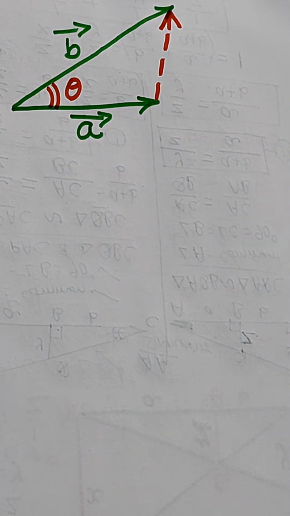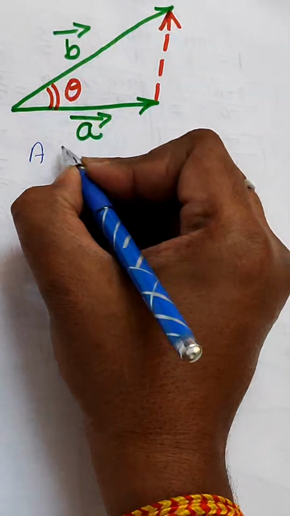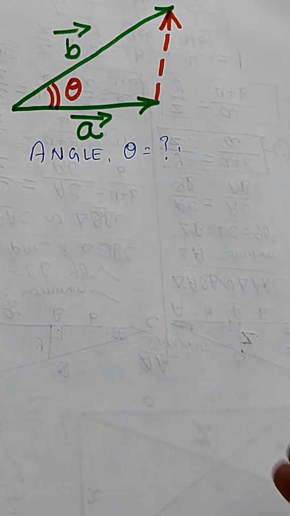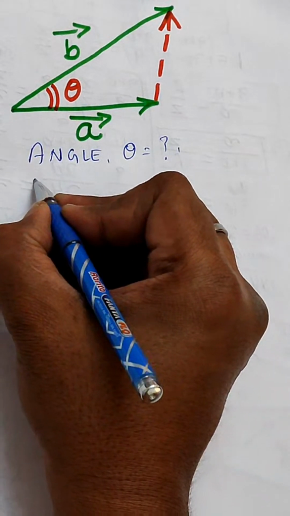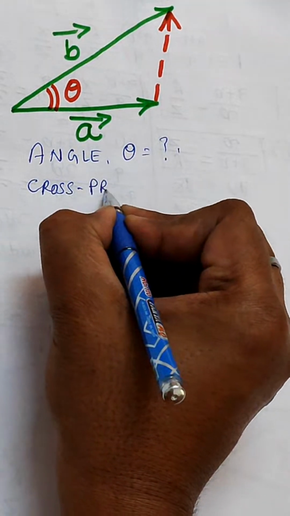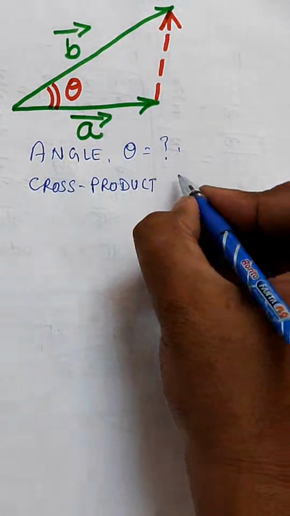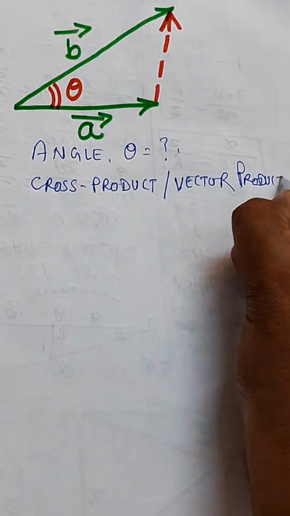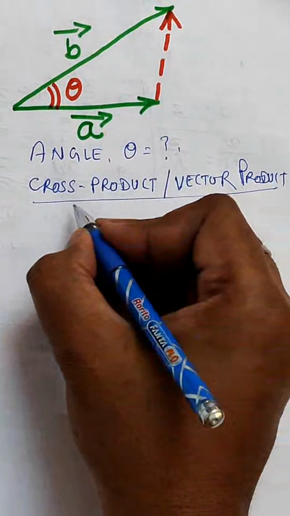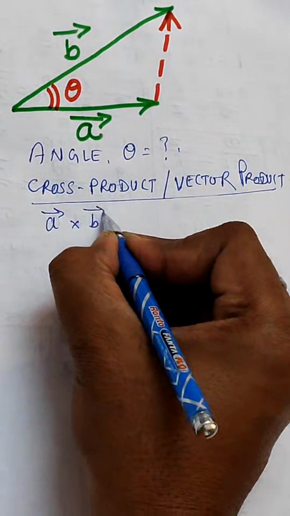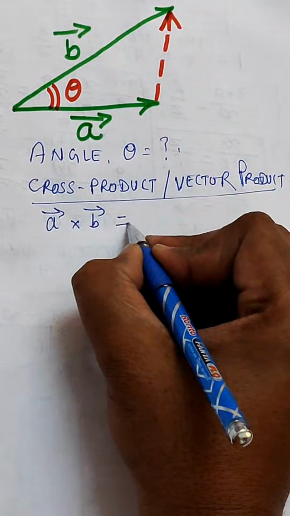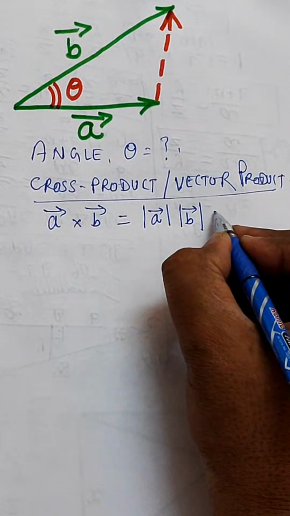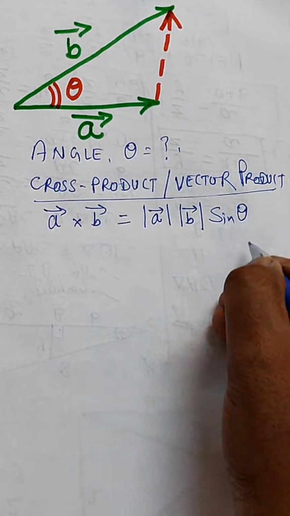So the question is, what is the value of angle theta? It's given that the cross product, also known as the vector product, A cross B, which is the vector product we are writing, is equal to the magnitude of A multiplied by the magnitude of B into sine of the angle between these two vectors, that is sine theta.